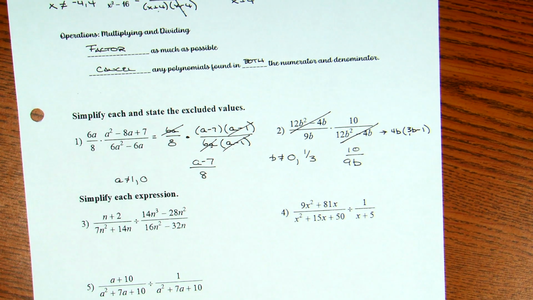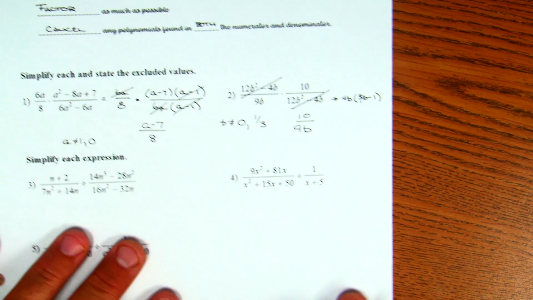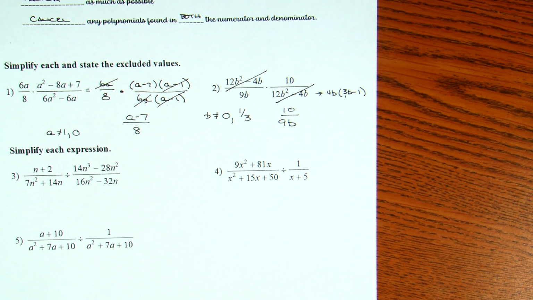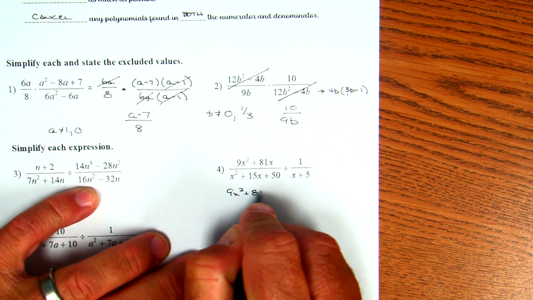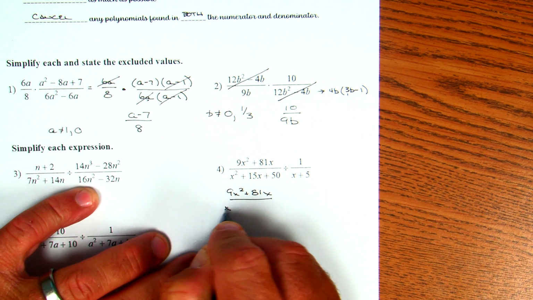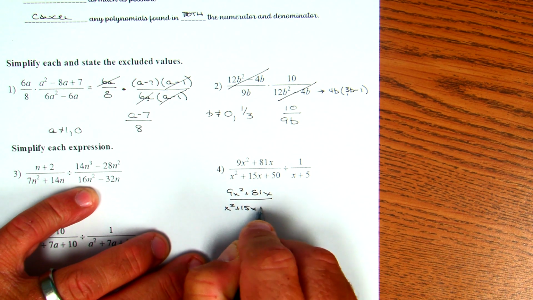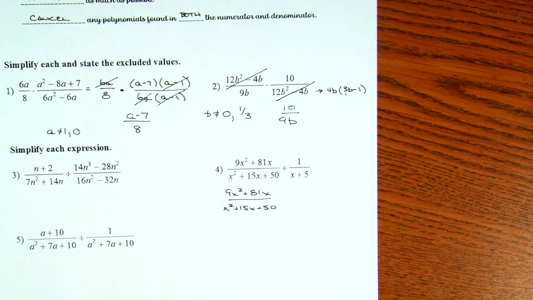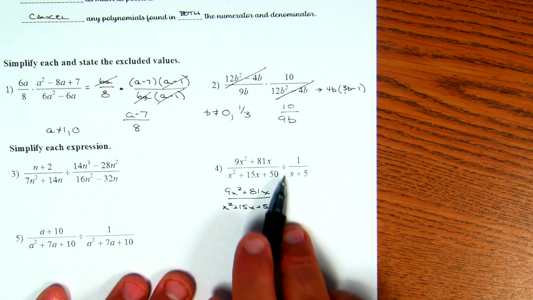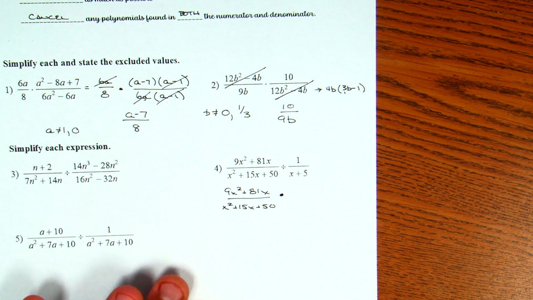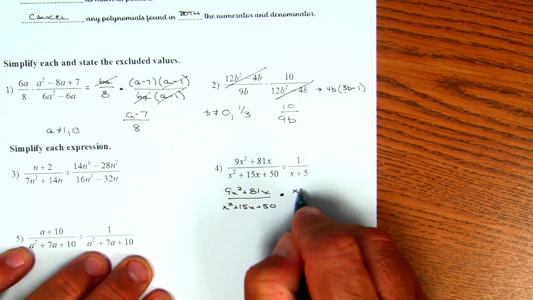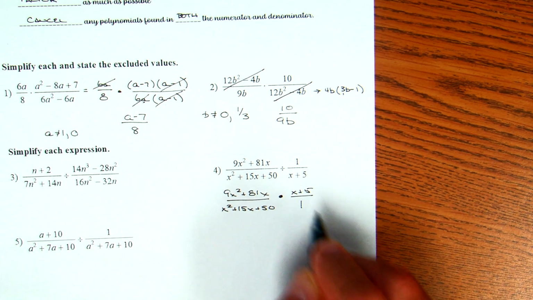Alright? Now, division. There's one small change with division. The first term stays exactly the same: 9x squared plus 81x over x squared plus 15x plus 50. The difference is we have to make a small mechanical change. The division is going to become what? Multiplication. And then what are we going to do with our second fraction? Flip it. So that gives me x plus 5 over 1.